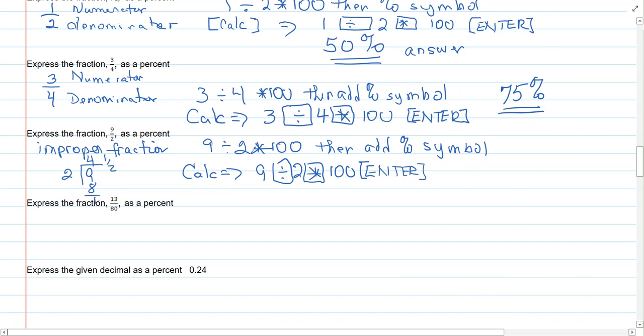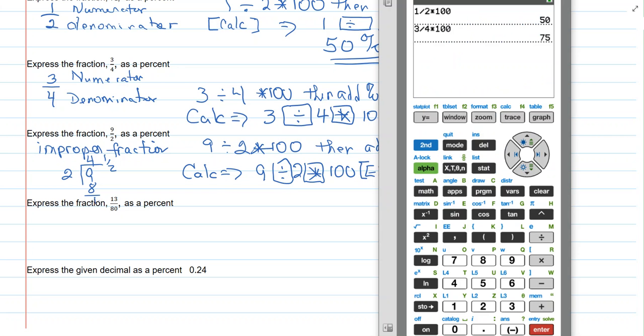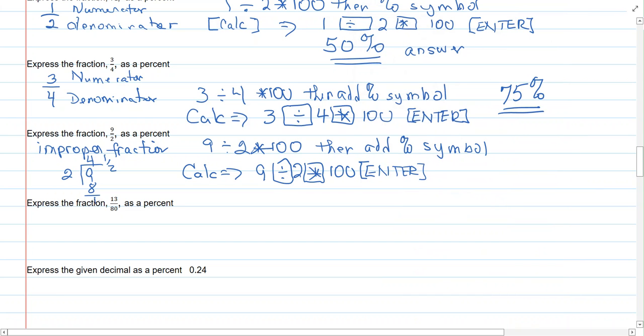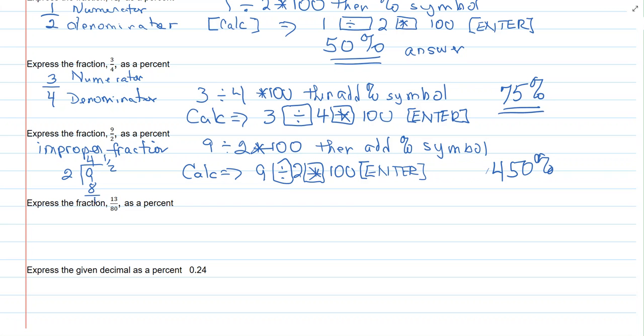So let's do that. All right, 9 divided by 2 times the 100. I get 450, and we notice it's greater than 100. And we know it has to be because it's 4 1/2. Well, 50 is a half, and 4 is 4 times 100, so 450%.